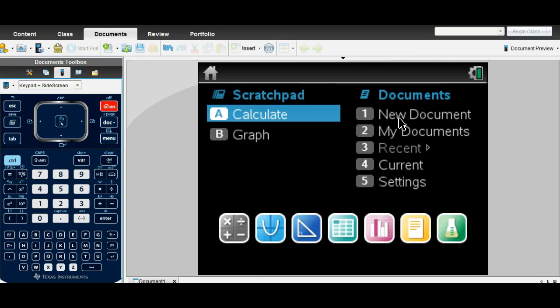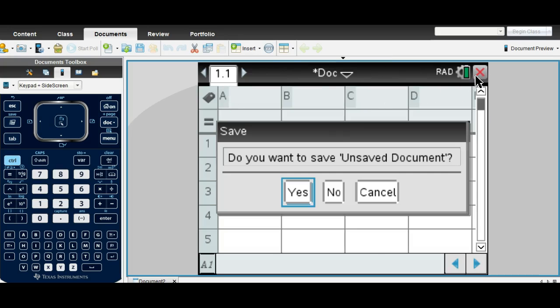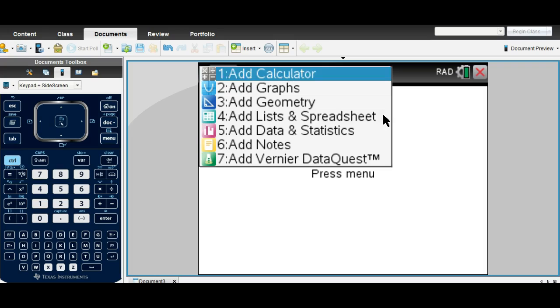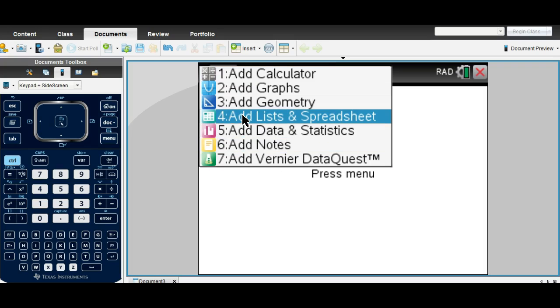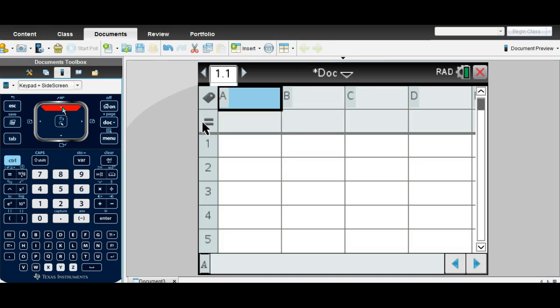So, new document, option 1. Whoa, that was too quick. Okay, new document. We want to start with option 4, lists and spreadsheets. Here's where we're going to enter all of our numbers. Before we do that, though, we have to have a title. This A column has to be titled. I'm going to call it X. The B column I will call Y.